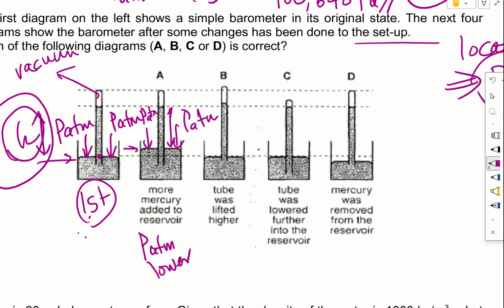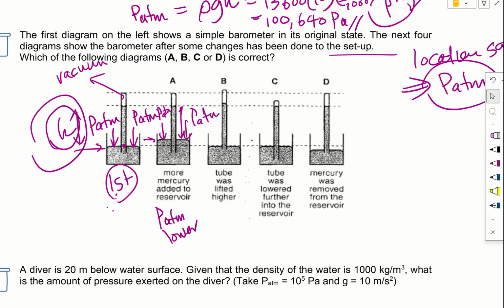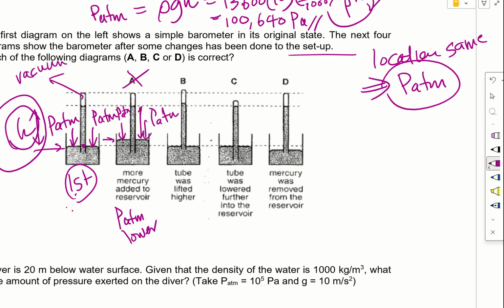But because they are in the same location, atmospheric pressure should not change, so A is out. For B, we see that the height is actually more, right? This HB is more than the height in the first diagram. That means the atmospheric pressure has increased. But again, they are at the same location, so atmospheric pressure is the same, so B is out.